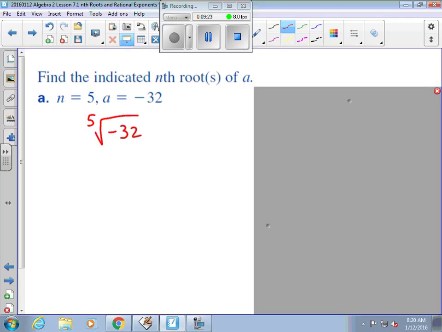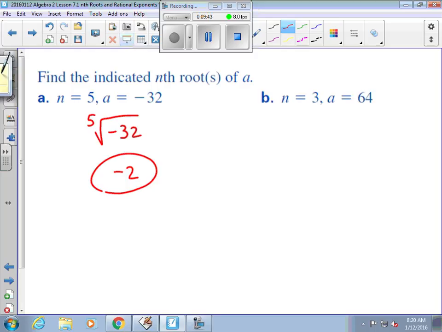Again, you'll get familiar with 2 and 3 and 4. You'll get familiar with counting by those numbers when you're multiplying them by themselves. But in this case, it is negative 2. That's the only real number that goes with it, negative 2. Positive 2 does not work here. Try this one.